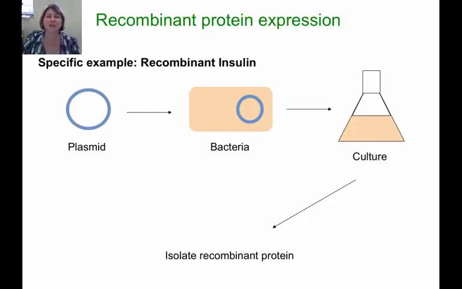Okay, let's come back to our insulin example just to wrap up. We've talked about plasmids and how we can put a piece of recombinant DNA, for example a piece of the insulin gene, into bacteria for expression. Once that plasmid is in there and able to express the insulin protein, we can culture that in large culture vats and isolate our recombinant protein.